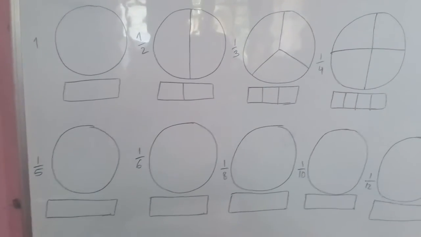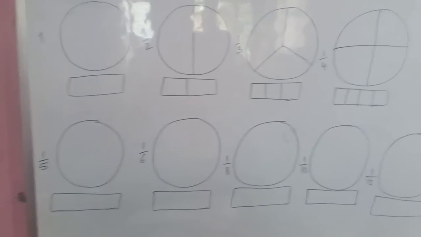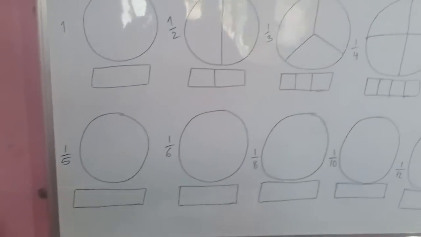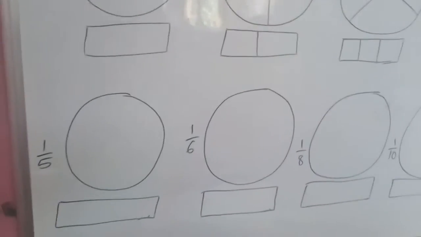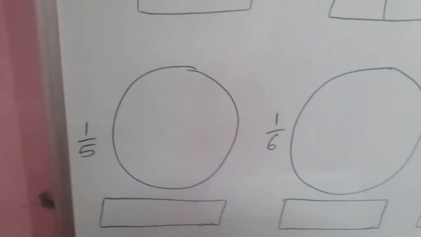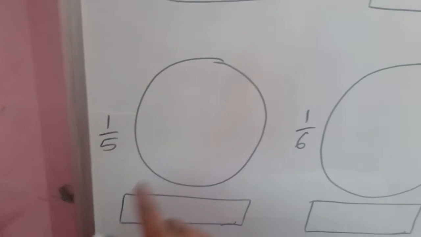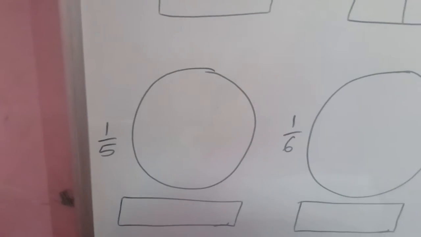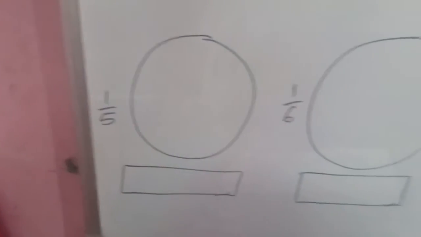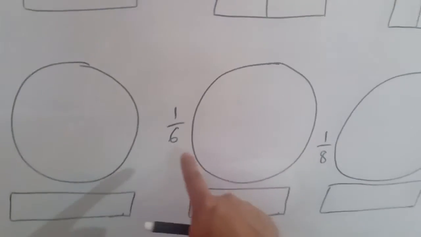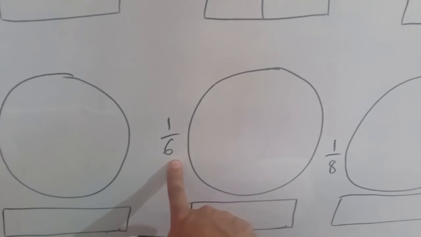So I'm going to give you some work. This will be your class work, so you have to do this on your own. There is 1 by 5. You need to divide this into 5 equal parts, and divide this one as well into 5 parts. This one is also there, 1 by 6.